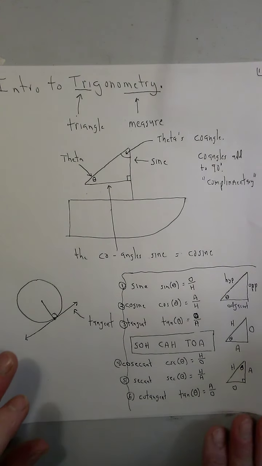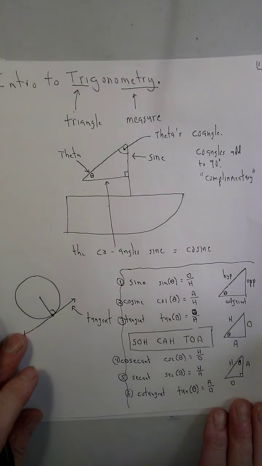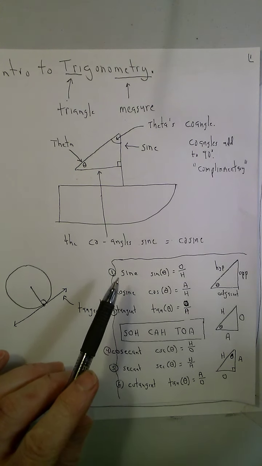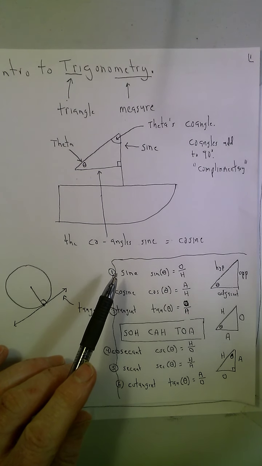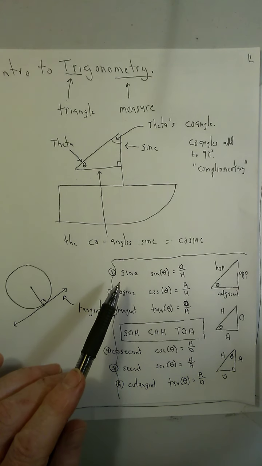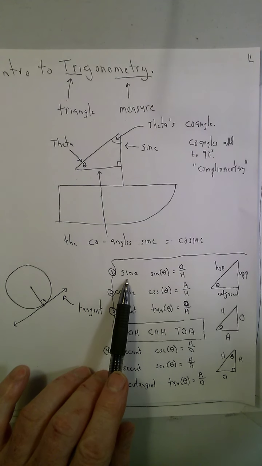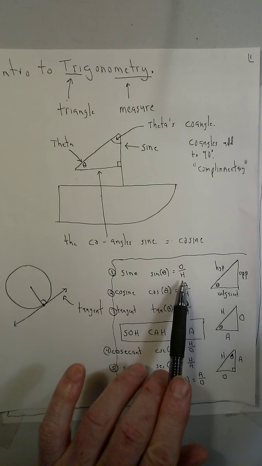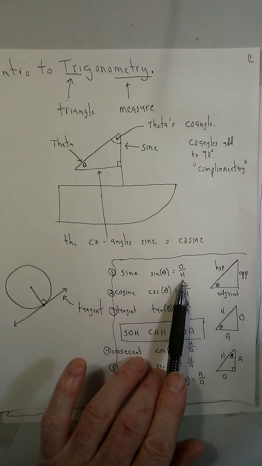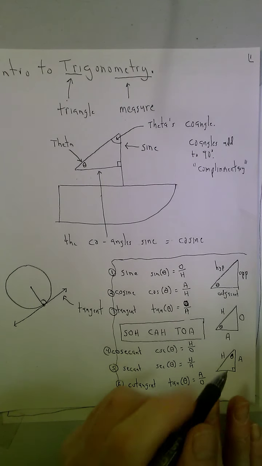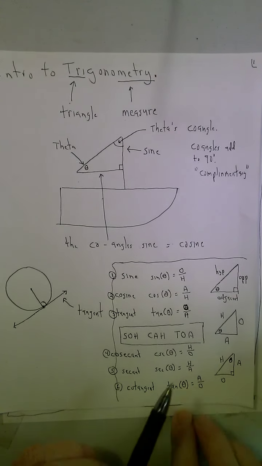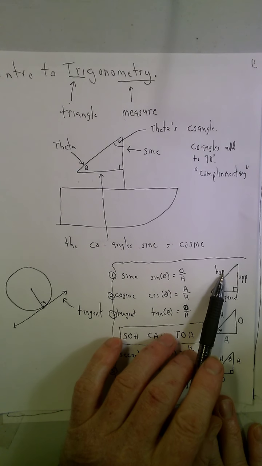Okay, so if you make definitions, here's your trig definitions, and I'll send you a table of this in your Google Classroom. But the sine of an angle, okay, is the ratio of the opposite side over the hypotenuse. Remember, the hypotenuse is always the side opposite the right angle. All right, so that's the hypotenuse.